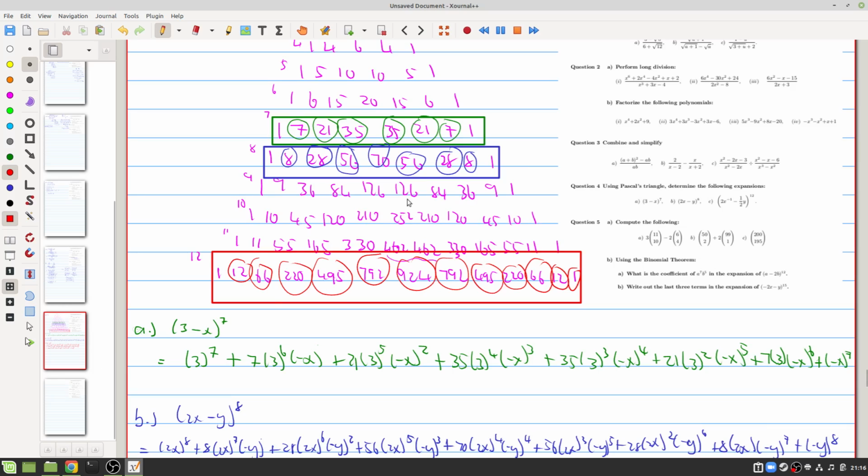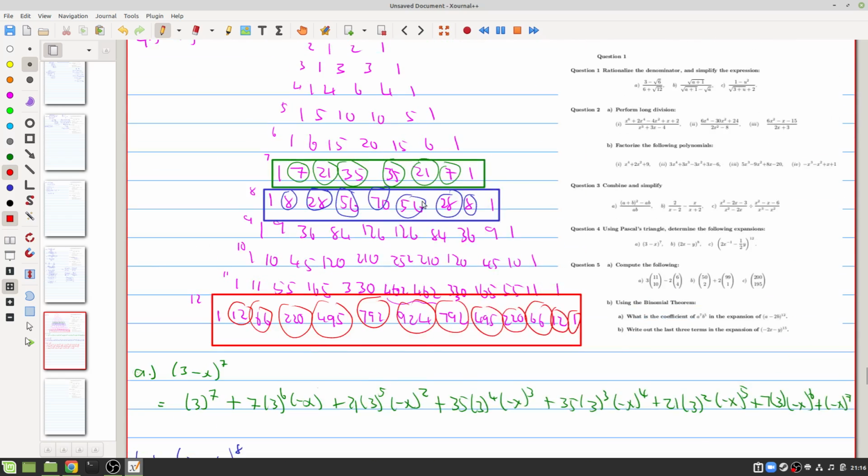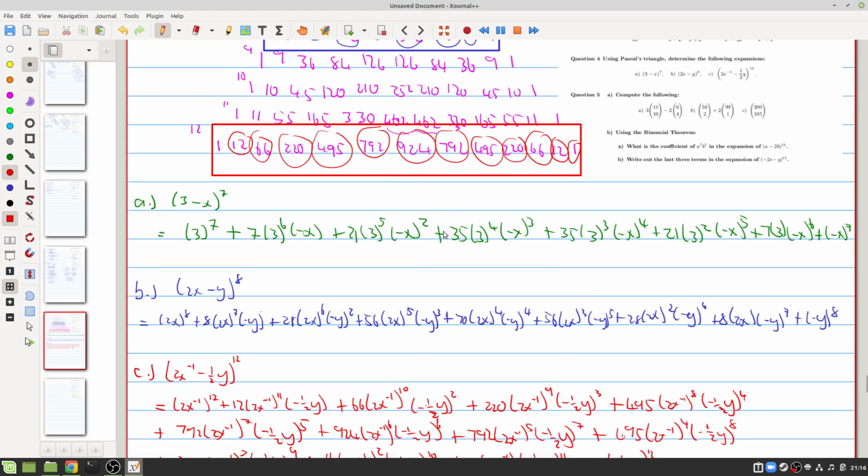Alright, but again, if you have any questions on why we're doing this, but I think this is pretty self-explanatory how this works. We did a couple of examples so you can see the pattern of the exponents and how we use the coefficients here. But again, let me know if you get stuck somewhere.